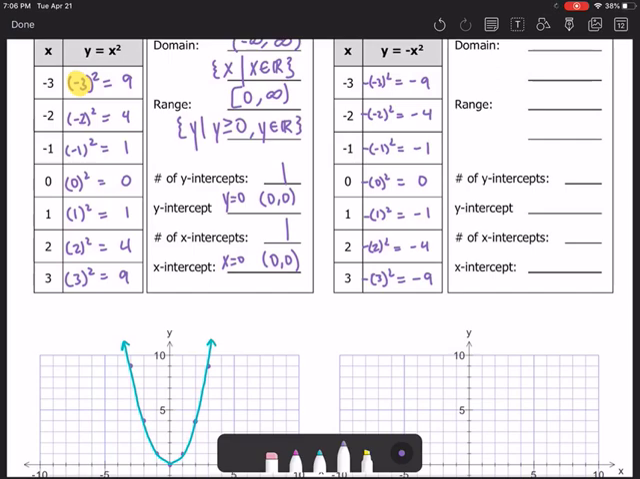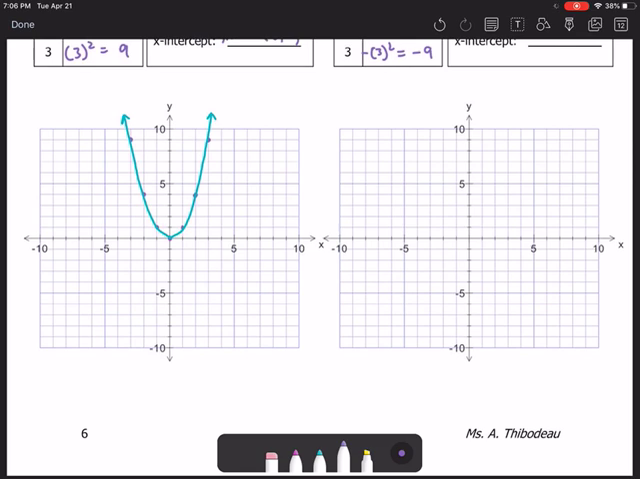So we're going to go ahead and do the same thing. We are going to graph all those points. So here we have negative 3, negative 9. We have negative 2, negative 4. Negative 1, negative 1. 0, 0. 1, negative 1. 2, negative 4. And 3, negative 9. We are going to connect those dots by drawing in a nice parabolic curve.